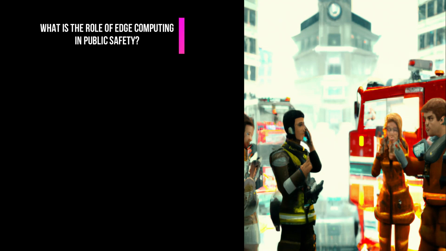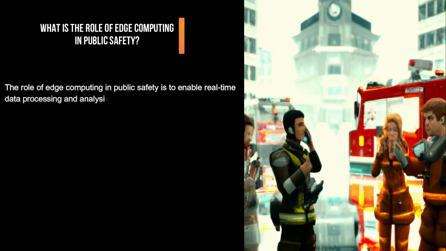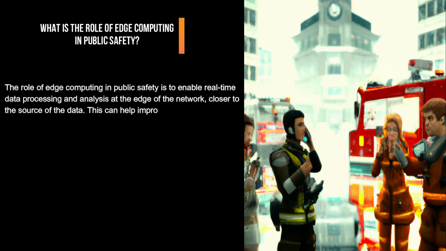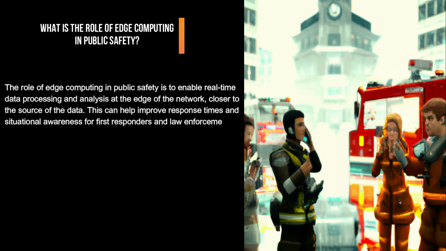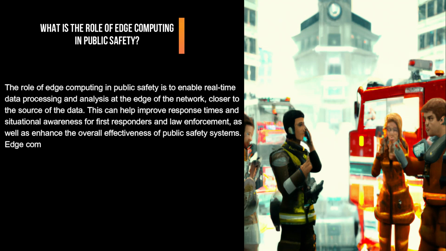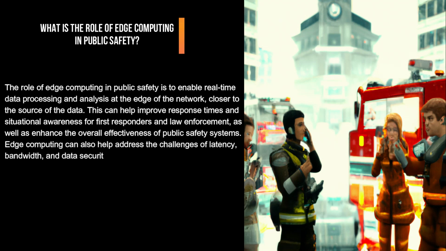What is the role of edge computing in public safety? The role of edge computing in public safety is to enable real-time data processing and analysis at the edge of the network, closer to the source of the data. This can help improve response times and situational awareness for first responders and law enforcement, as well as enhance the overall effectiveness of public safety systems. Edge computing can also help address the challenges of latency, bandwidth, and data security that can arise with centralized cloud-based processing.